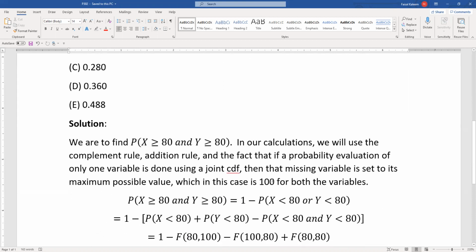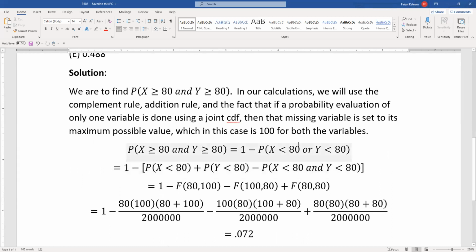So now we will first use the complement rule, because we want to use the CDF, and you know the CDF goes the opposite way. In probability, the CDF covers the probability going less than or equal to. So therefore, we'll first change this greater than or equal to into less than. The complement of X greater than or equal to 80 and Y greater than or equal to 80 is at least one of them less than 80. So that's 1 minus the probability X less than 80 or Y less than 80.